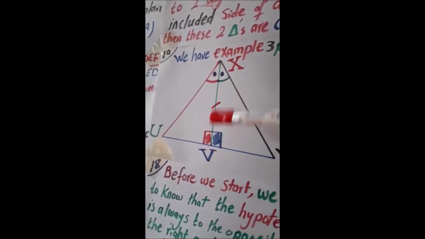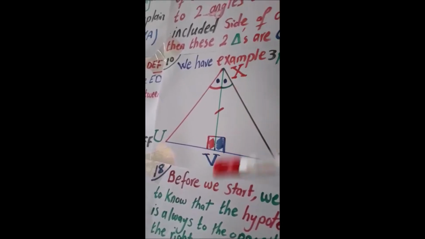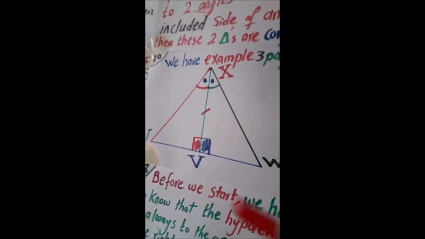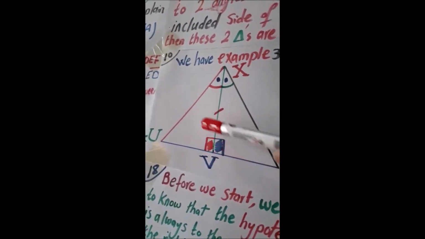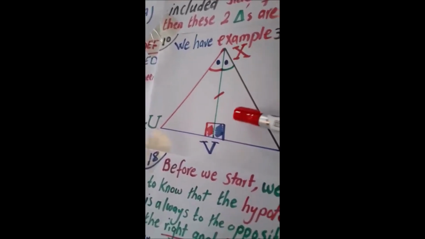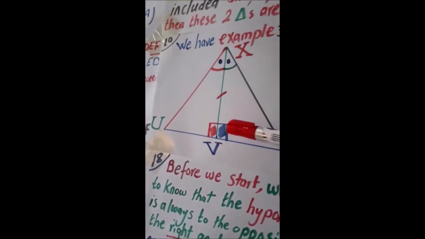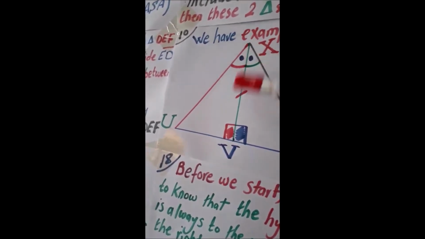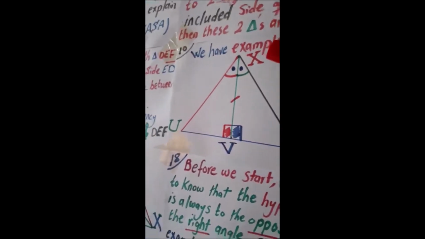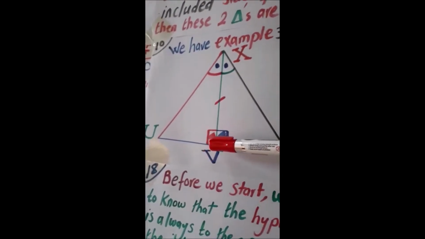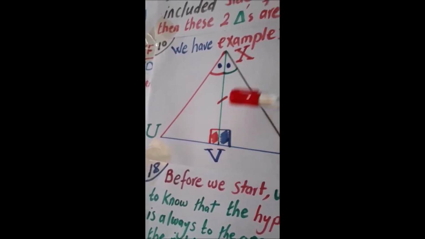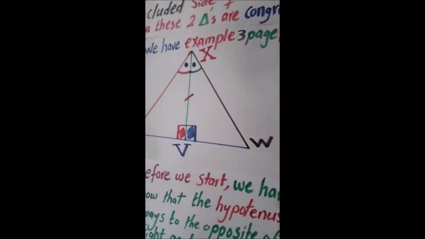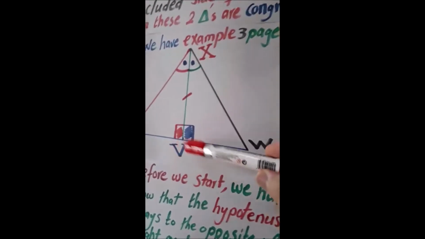And if you focus, we have this side, the green one, VX or XV, which is the common side between these two triangles. And one more thing, if you focus, these two triangles are right angle triangles at V. So triangle XVU is a right angle triangle at V, and also XVW is a right angle triangle at V.